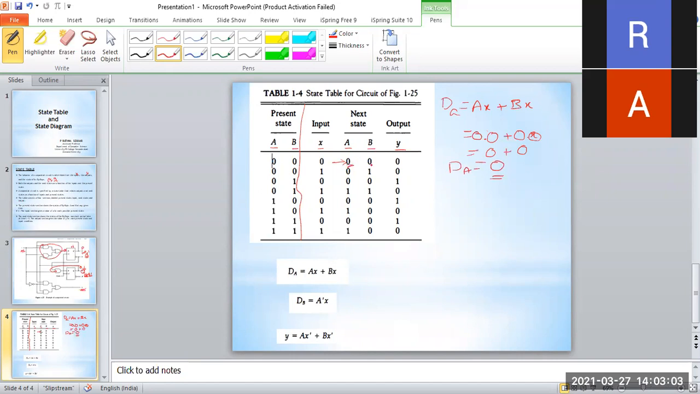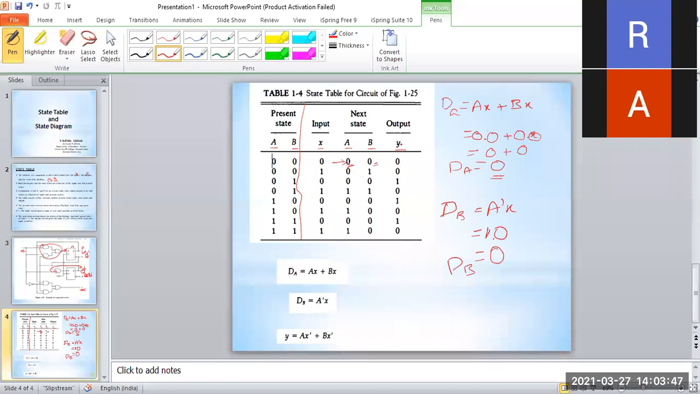Similarly, we will try to calculate the next stage of B. So the next stage of B, that is dB, is equal to, what is the equation? A complement x. Now, what is the present state of A here? 0. When we complement this 0, it becomes 1. 1 into, what is the input value at this point? Input value x is 0. So 1 into 0 is 0. So dB is equal to 0. So that's why we got 0.